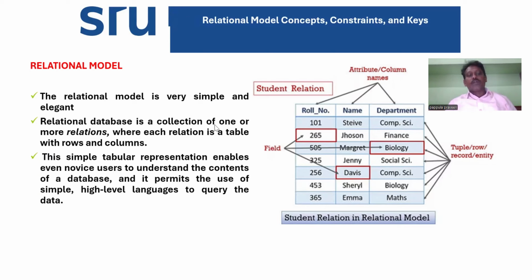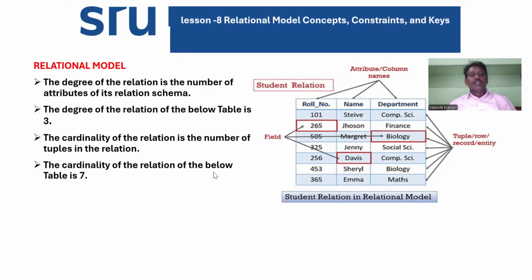A relational database is a collection of one or more relations, where each relation is a table with rows and columns. The combination of rows and columns is called the table. This simple tabular representation enables even novice users to understand the contents of the database, and it permits the use of a simple high-level language to query the database. Now here you observe, we will discuss the key constraints. Roll number is 101 and here roll number is 265. Suppose I want to enter roll number 265 again, that won't be accepted because we specified roll number as a key constraint. So this is a relational model.